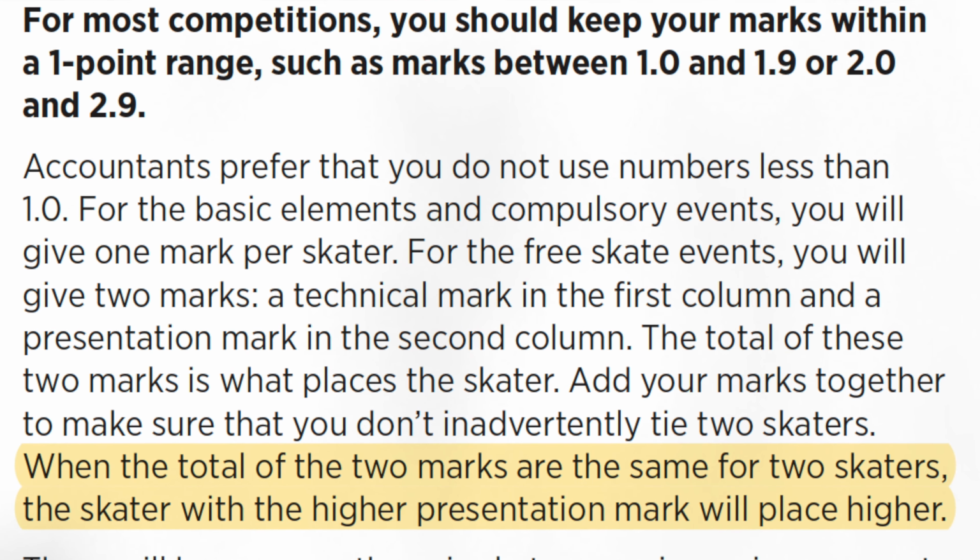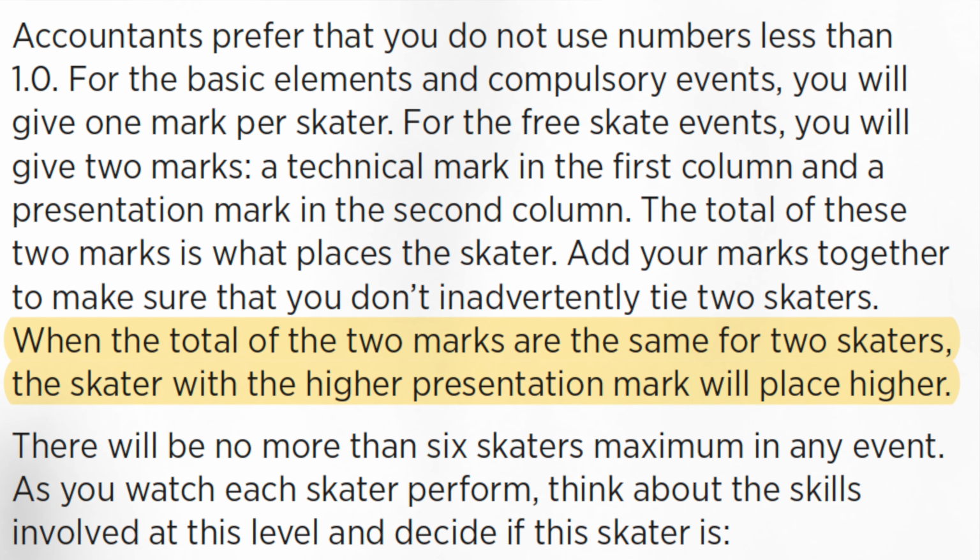When the total of the 2 marks is the same for 2 skaters, the skater with the higher presentation mark is supposed to be placed higher. Something went awry here though, because judge number 1 tied the skater that wound up in the 3rd and the 4th positions. She gave both these skaters 3rd place ordinals, consequently didn't have any skater with a 4th place ordinal. This is according to the rulebook.